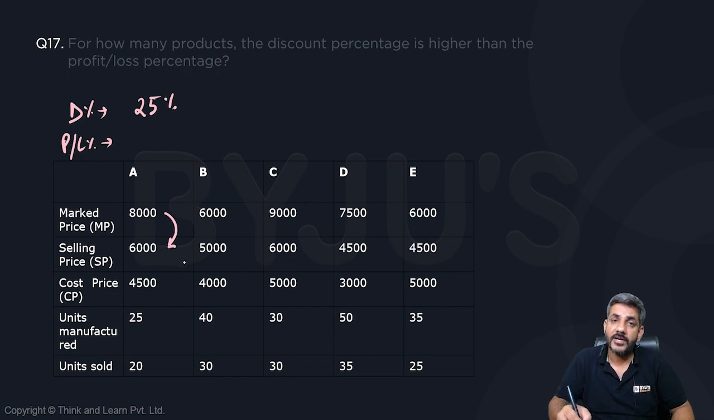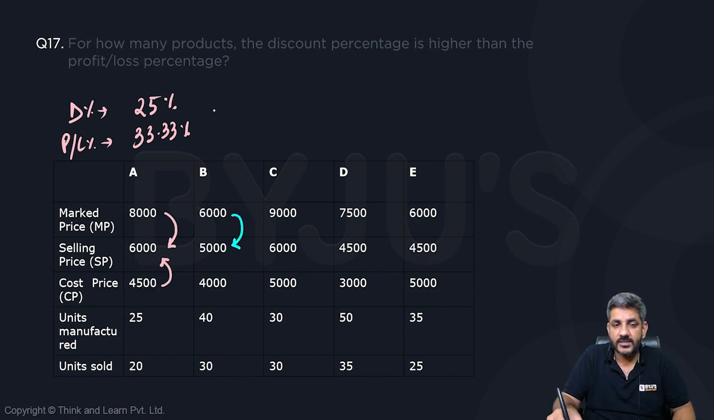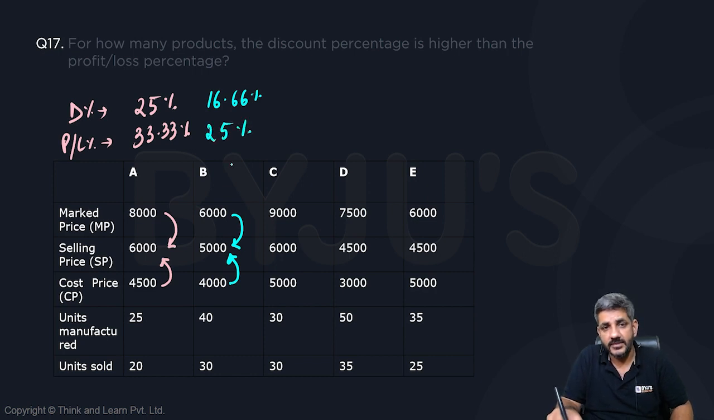Profit is calculated on cost price. So a 4,500 rupee article is being sold for 6,000. So there is a profit of 1,500 on 4,500, which is 33.33%. Similarly, let's calculate it for B as well. 6,000 is sold for 5,000. There is a discount of 1,000 on 6,000, which is 16.66%. A 4,000 rupee article sold for 5,000. That means there is a profit of 1,000 on 4,000, which is 25%.